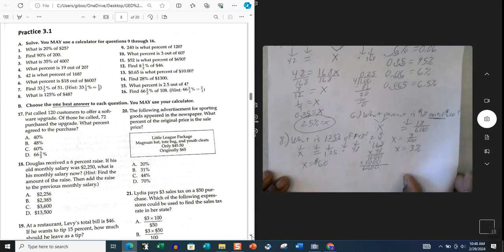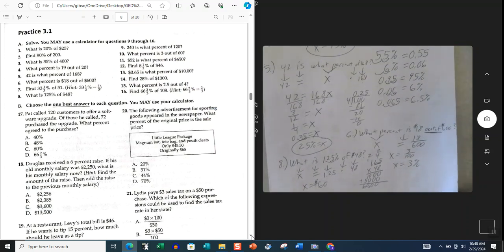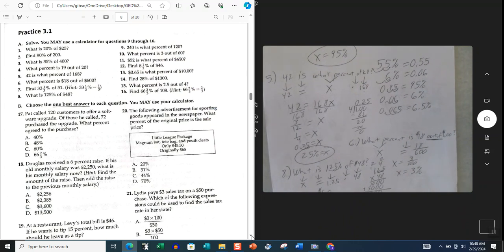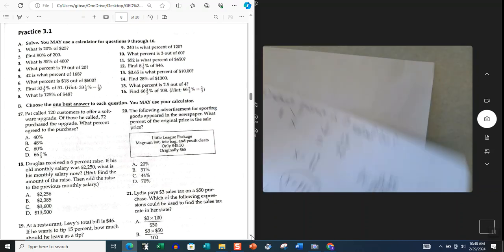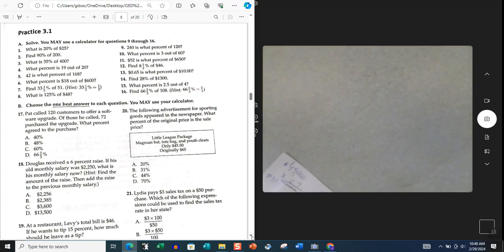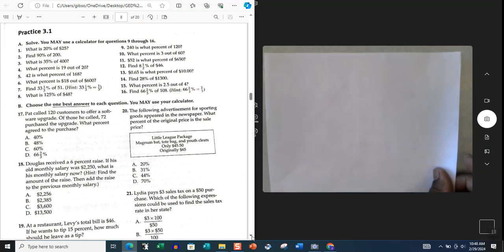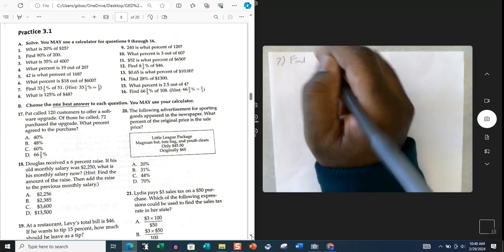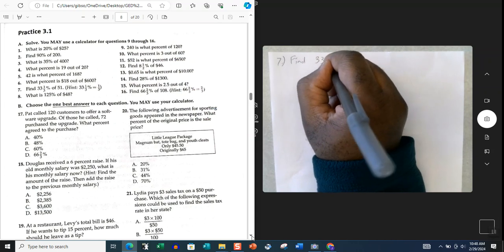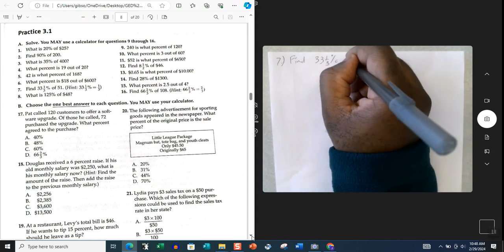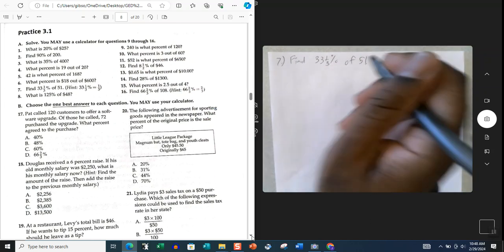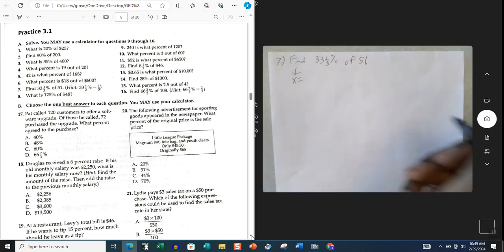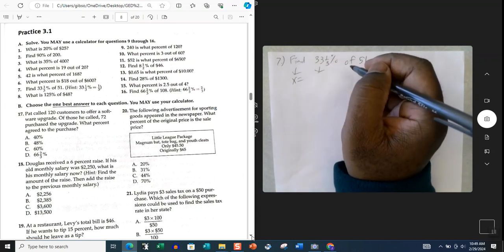Okay, so now the only number we haven't done yet is problem number 7. Let's look at number 7. It says find 33 and 1/3% of 51. Okay, now let me get another sheet of paper here. So for number 7, it says find 33 and 1/3% of 51. Find, we know, means x equal 33 and 1/3%.